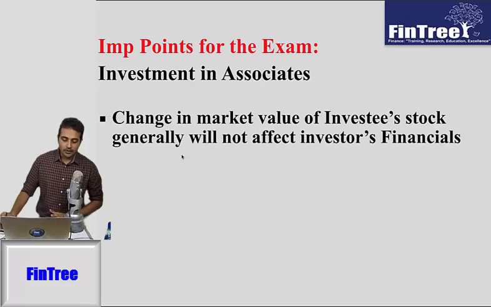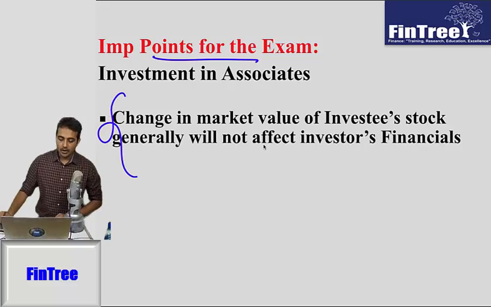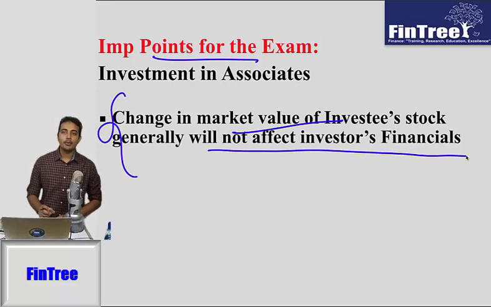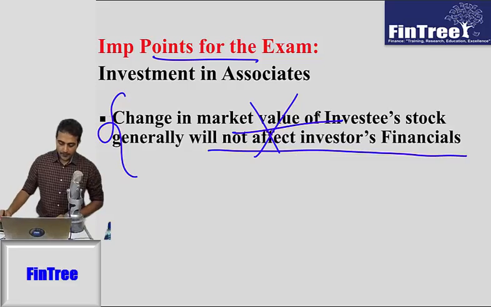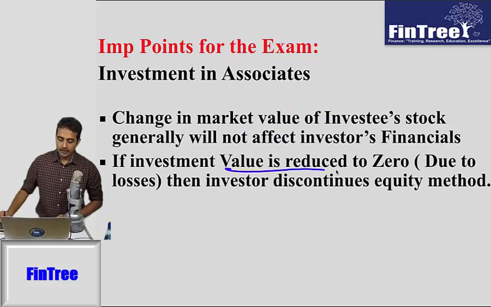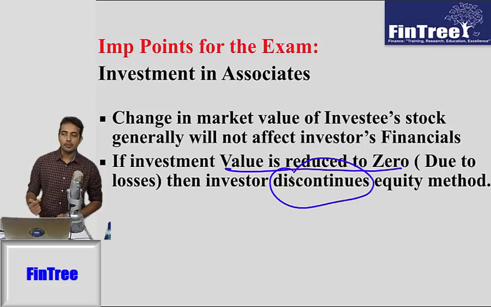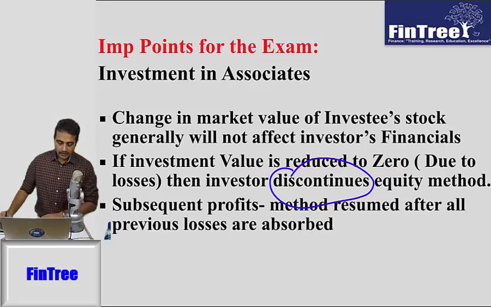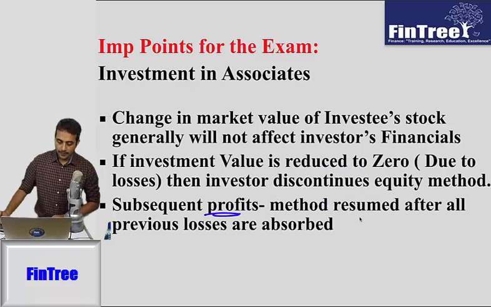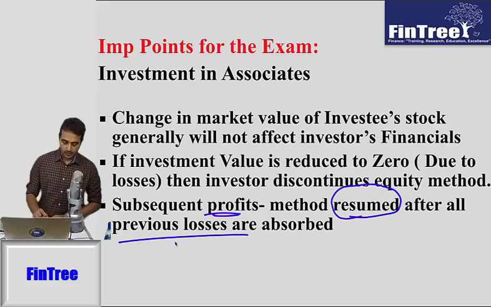Then for the exams, again, you don't need to write this; I'll tell you whenever it's important. Change in the market value will not affect financials. This is a very common trap in the case studies. They will say use the equity method, and they will also give you a chart of market prices. Market price was this, then this. That is completely irrelevant. Second, if the value is reduced to 0, then we will discontinue the equity method. When will it reduce to 0? If you are booking losses every year. So if you book losses, then it becomes 0. If there are subsequent profits, then we will resume after all previous losses are absorbed.